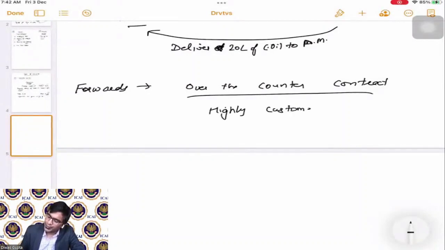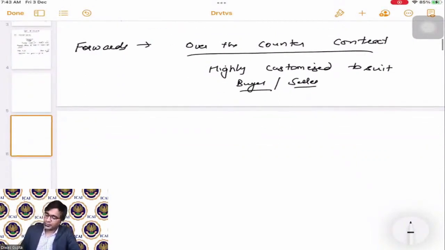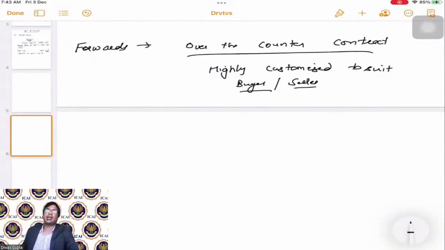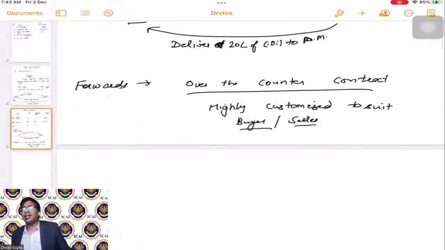to suit buyer and seller both. Both of them will benefit out of it in terms of their customization. Okay, these are not standard contracts. These are over-the-counter customized contracts, OTC contracts. Because if they want, instead of crude oil grade A, they can put grade B. Instead of 20 liters, they can put 21 liters, 22 liters, whatever they want.